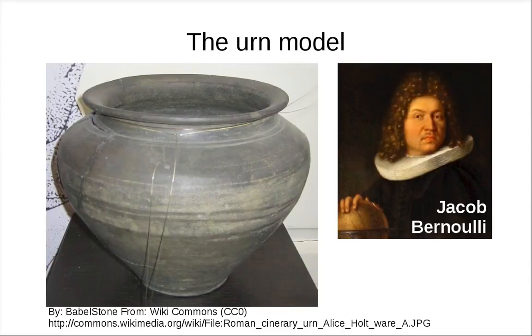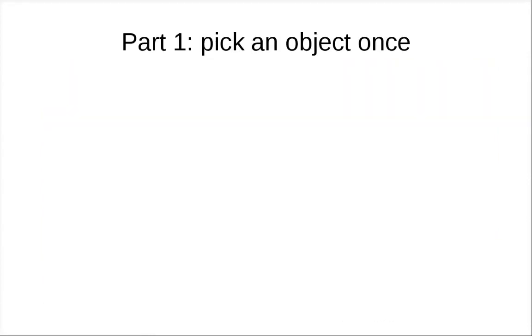This model is usually referred to as an urn model. This is from the 17th century by Jacob Bernoulli, who wrote a book on probability theory. Okay, so in this first part, we're going to look at the case where we pick an object out of the urn, or a bag, once. There are some other situations where you pick one object and then you return it to the bag and then you pick it again, and we'll cover that later on.